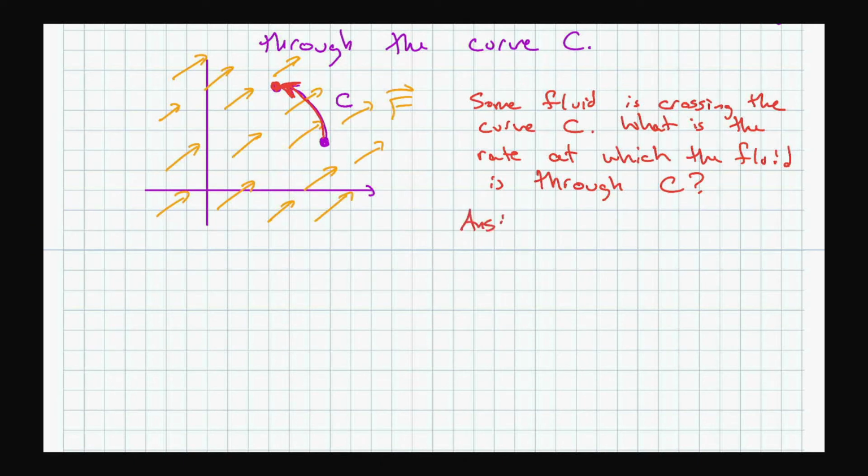Answer, the flux of F through C. So does that make sense? So you're calculating the amount of fluid that's flowing through a little piece of this curve right here, and we're going to add that up, and that's what flux is.